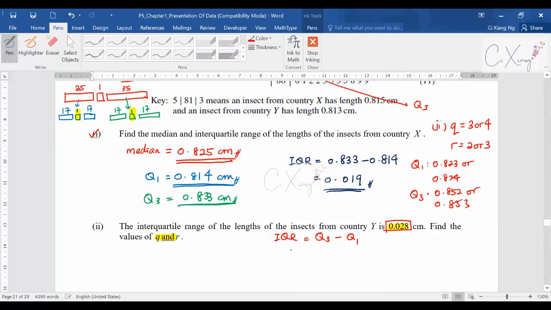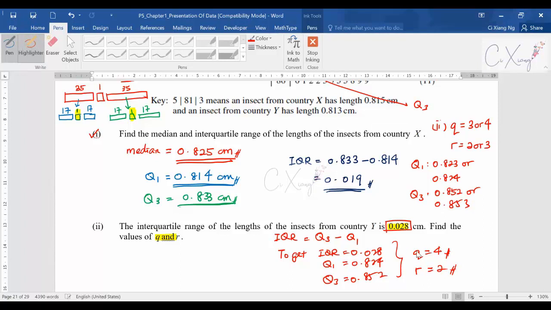So you can write it like this: to get IQR equals 0.028, Q1 must be 0.824, Q3 must be equal to 0.852, and from here you should tell them that Q is 4 and R is 2. Don't write R equals 0.852, it is wrong, because if you look at the stem plot, R is a single digit, so it should be R equals 2, Q equals 4. So this is what we have for this example.